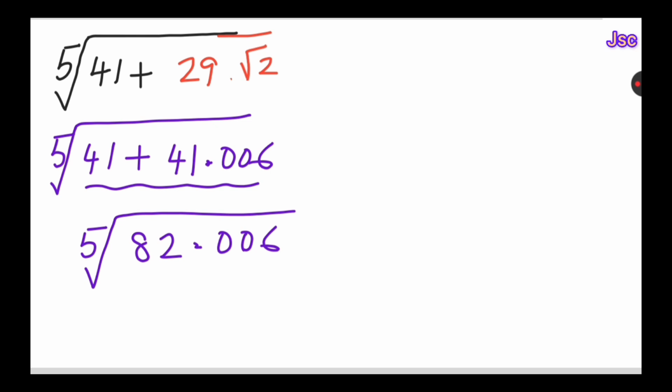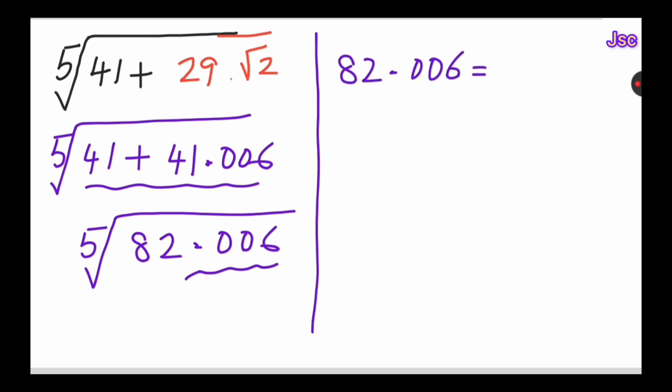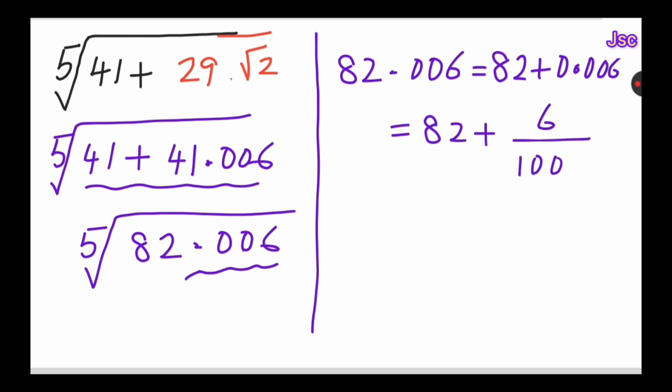But it is in decimal form. If you convert this decimal form into a fraction, then it is easy to find the fifth root of this number. So that's why I'm converting this into a fraction. This number 82.006, we can write as 82 plus 0.006. 0.006, we can write as 6 over 1000.